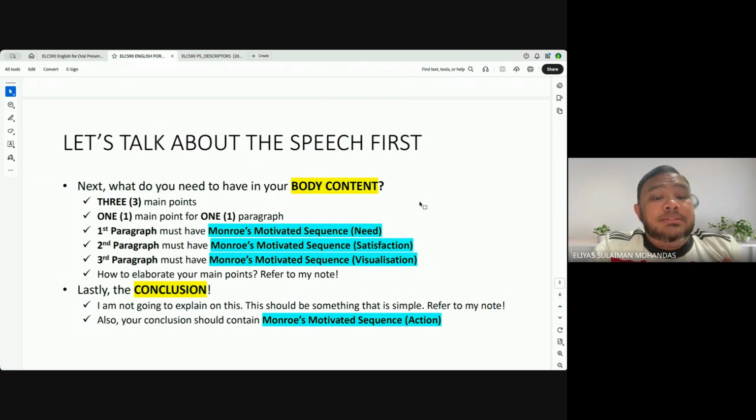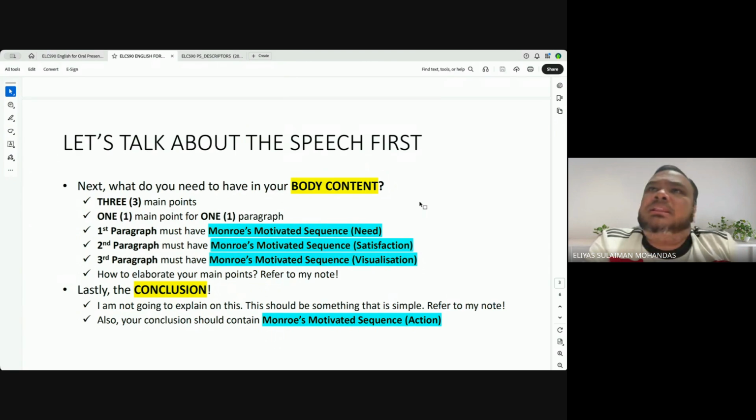So 3 main points, and each main point is 1 paragraph. The first paragraph of your body, the first main point, you include need. The second paragraph of your body content, satisfaction. The third paragraph, visualization. And last but not least, include action in your conclusion. So 5 paragraphs, 5 steps of Monroe's motivated sequence. Just nice. Mr. E, can I have more than 5 paragraphs? Let's stick to 5 only.